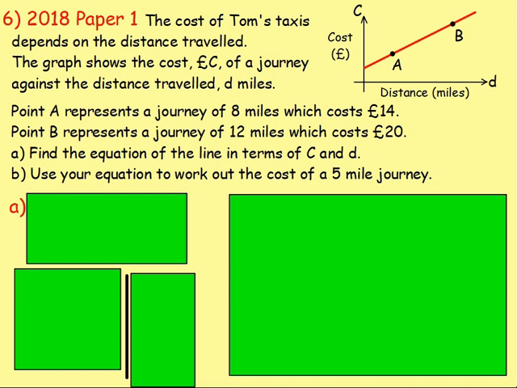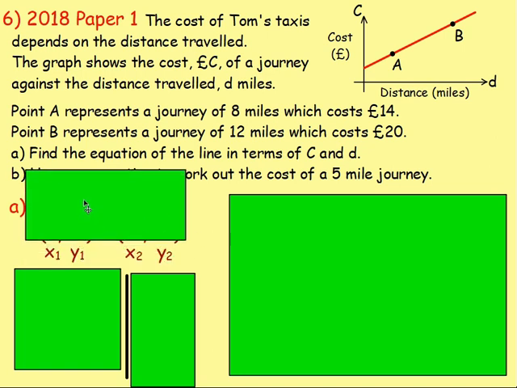The cost of Tom's taxis depends on the distance travelled. The graph shows the cost, C, in pounds of a journey against the distance travelled, D, in miles. Point A represents a journey of 8 miles, which costs £14. And point B up here represents a journey of 12 miles, which costs £20. Find the equation of the line in terms of C and D, and then part B, use your equation to work out the cost of a 5 mile journey.